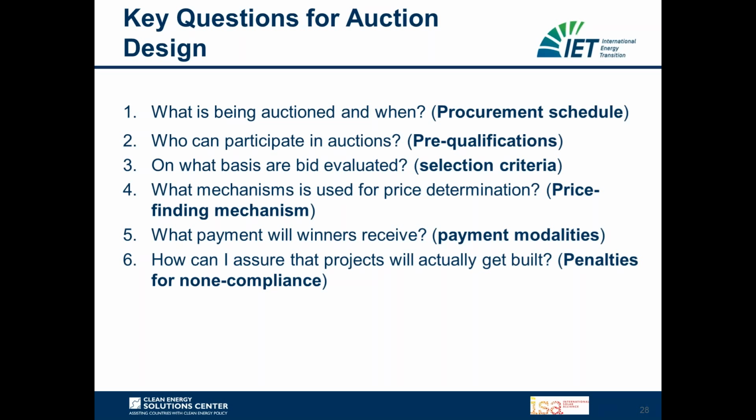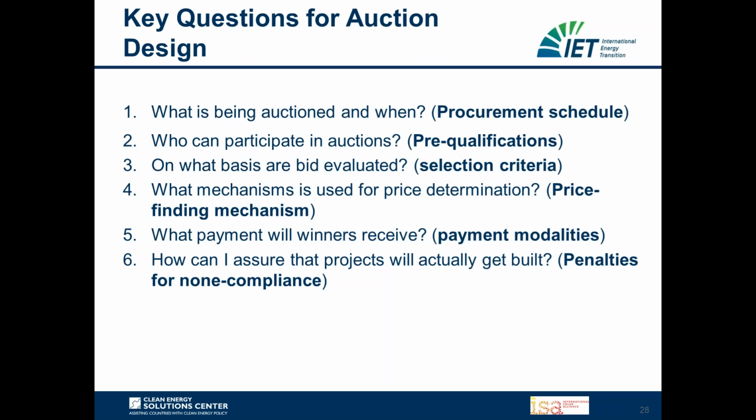Then you have to define the selection criteria. So you can only do it based on price as shown in the last slide, but you can also include additional selection criteria. For instance, localization criteria: how much of the solar PV components have been produced nationally? Was it 20%, 30%, 40%? So you can give additional points to bidders that have included higher shares of local content, and so on. So there's a lot of liberty for you to design the auction in this way.